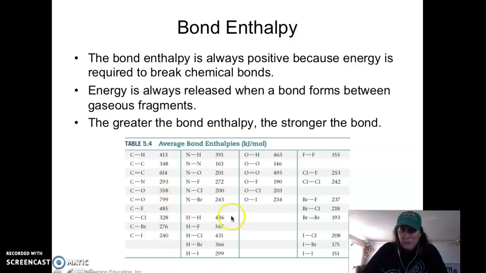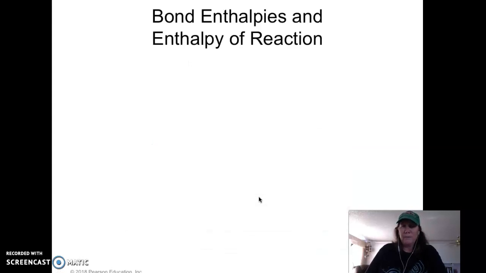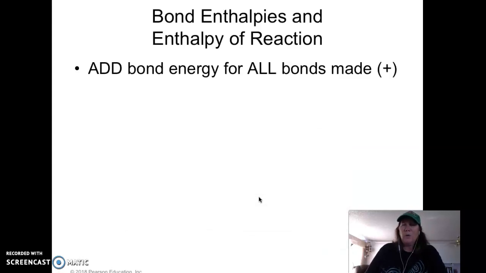When you compare single bonds to double bonds, here's another example. Just a single bond of oxygen, its entropy is 146. That's how much energy it takes to break that bond. If you're looking at a double bond oxygen, 495. So it's more than double. So again, double bonds and triple bonds take much more energy because they're stronger bonds.